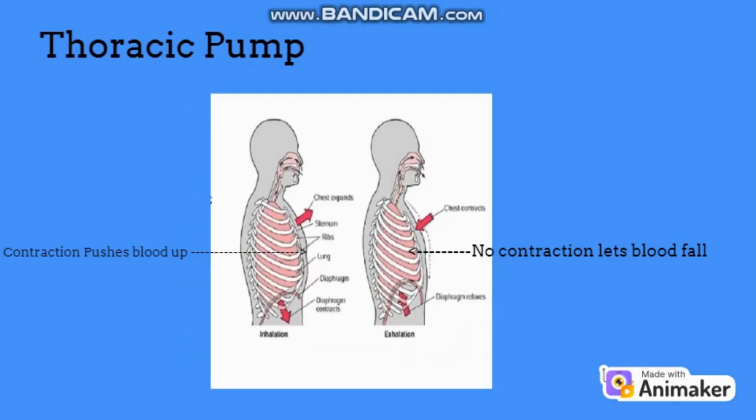The second way the blood makes its way back to the heart is with the assist of the thoracic pump. When you breathe, the pressure in your abdominal cavity increases, whereas the pressure in your chest decreases. This makes the pressure on your veins in your abdomen increase, pushing the blood up towards the heart.